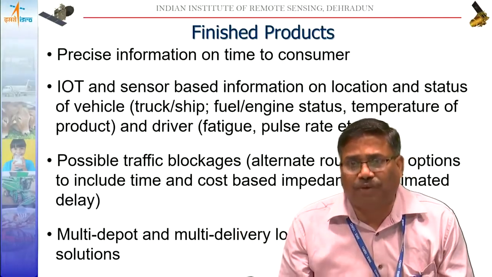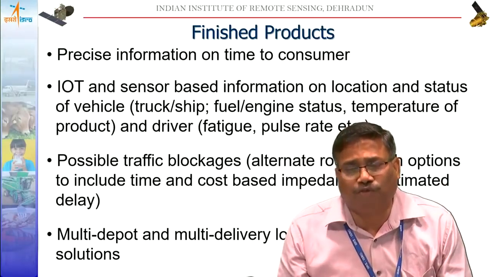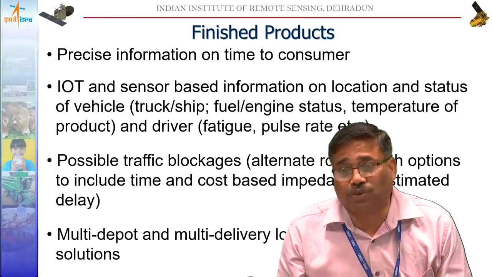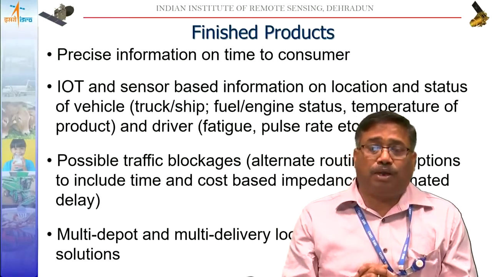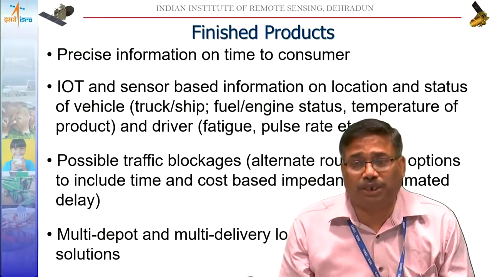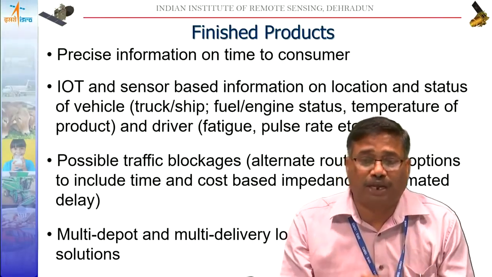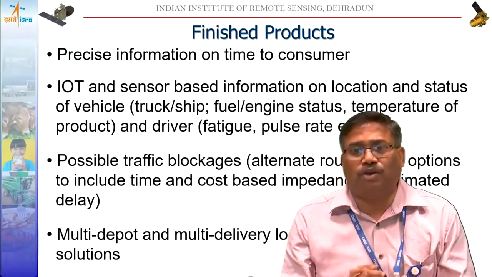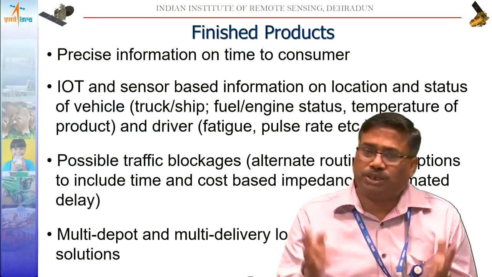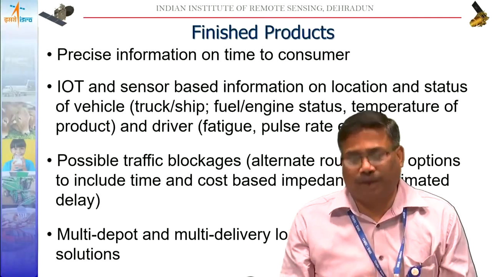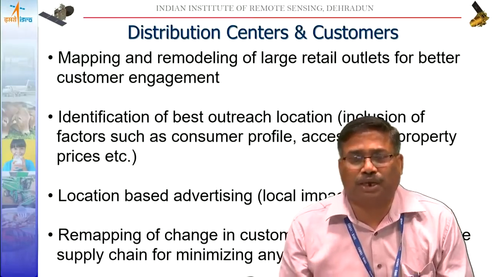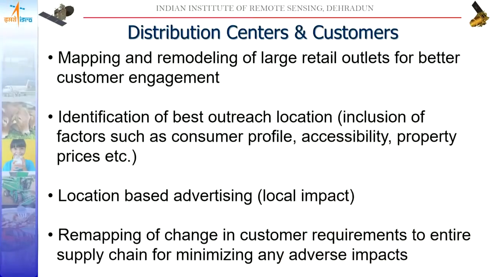Then we have possible traffic blockages. If you have good information related to congestion, you can directly reroute, so that the information can be reached, or the product can be reached, in the least stipulated time. Then you have multi-depot and multi-delivery location transit network solution. This is really important. You can really think about what could be the optimal ways. Distribution centers and customers. This is always a challenge for us.